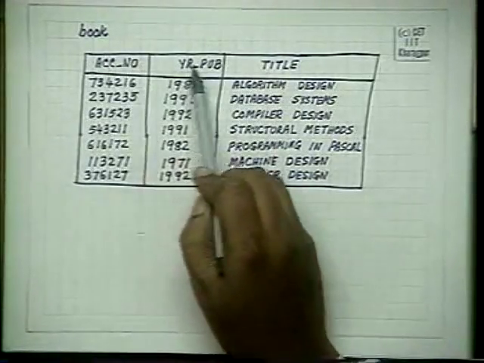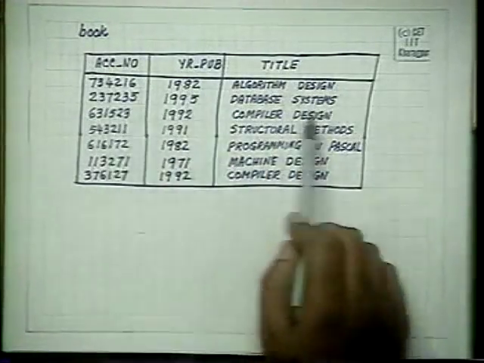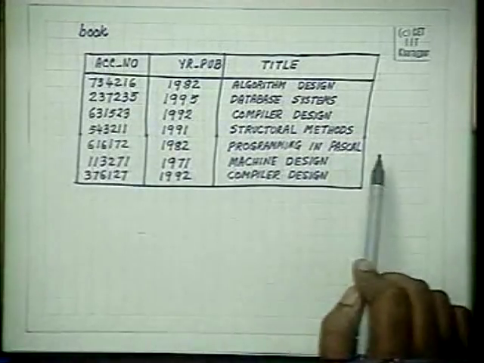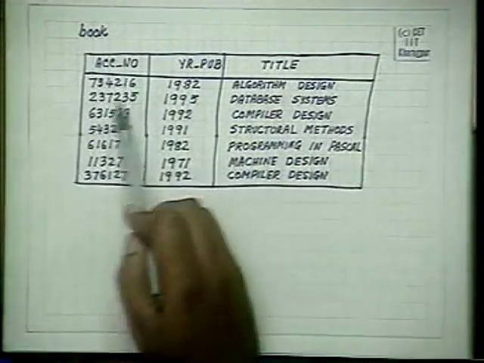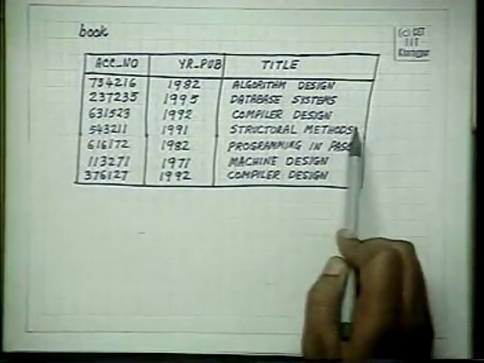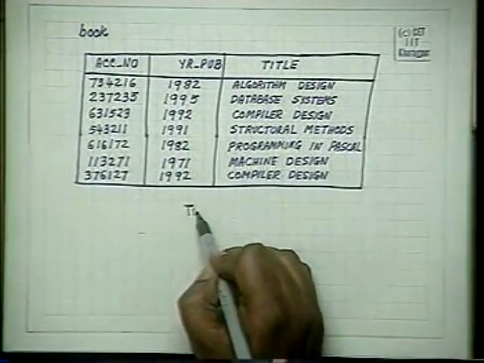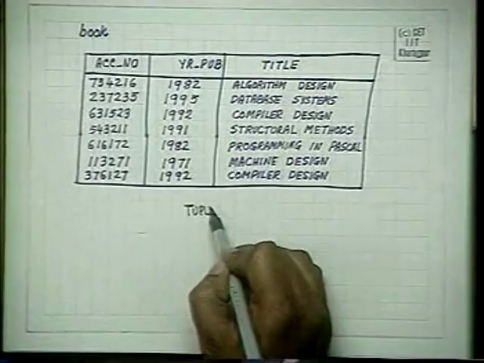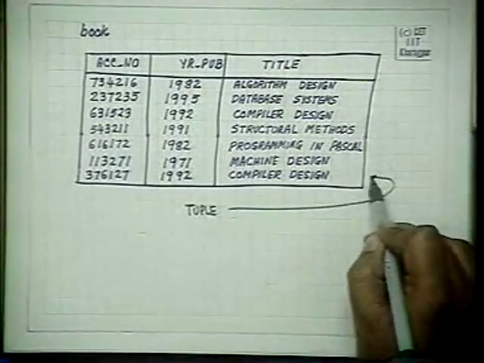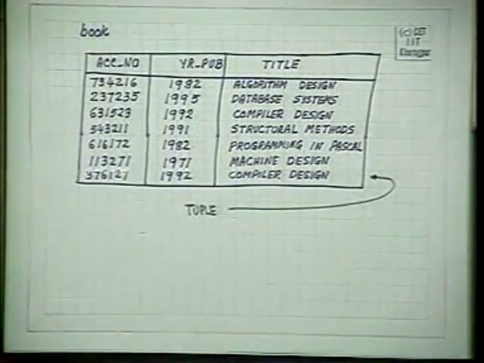And these are called the attributes, and this is the data which is available in the book relation. Each such row is called a tuple of the relation.